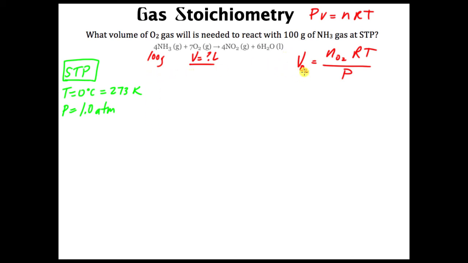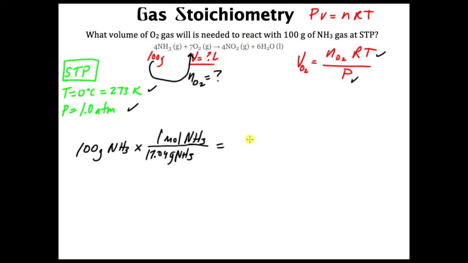So if I'm going to solve for the volume of oxygen, I know what the pressure is. I know what the temperature is, so I've got those 2 variables. What I need to find are the moles of oxygen, and that's where the balanced equation comes in. What I'm going to do is use the mass of the ammonia to find my moles of oxygen. Because if I have 4 moles of ammonia, then I need 7 moles of oxygen. Since I have 100 grams, the first thing to do is get rid of the 100 grams of the ammonia, and I end up with 5.869 moles of ammonia. Well, I don't want the moles of ammonia.